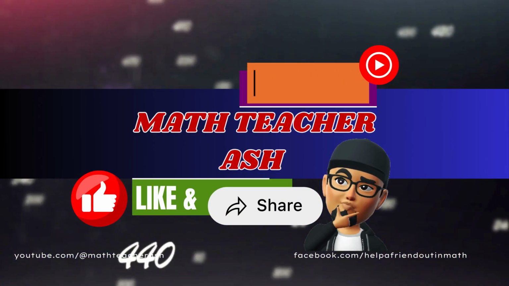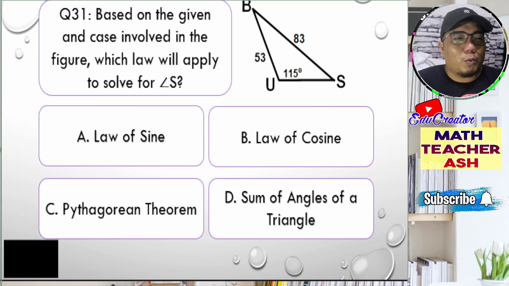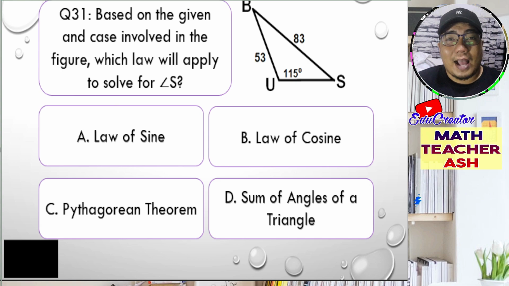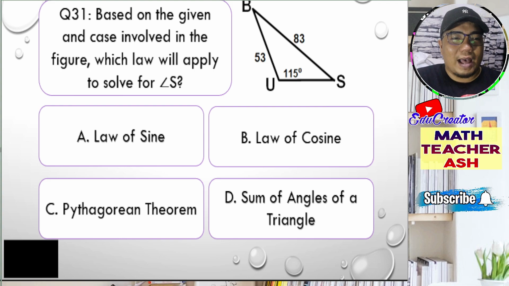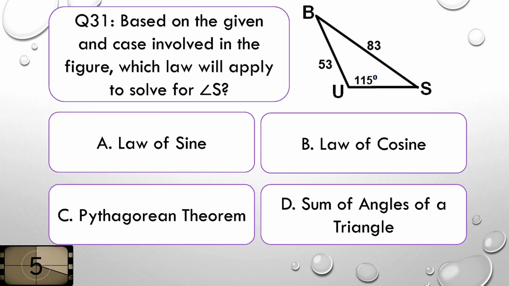Now let's go to question number 31. Question number 31. Based on the given and case involved in the figure, which law will apply to solve for angle S? Is it A, law of sine, B, law of cosine, C, Pythagorean theorem, or D, sum of angles of a triangle? I'll give you 5 seconds to think about your answer.